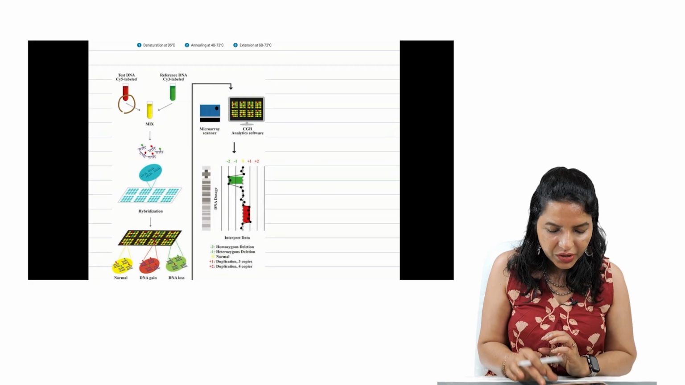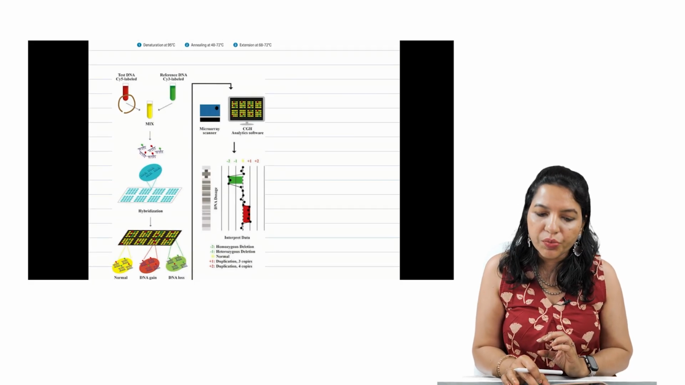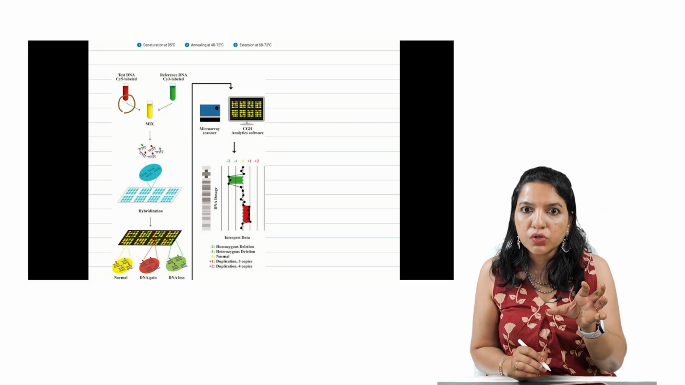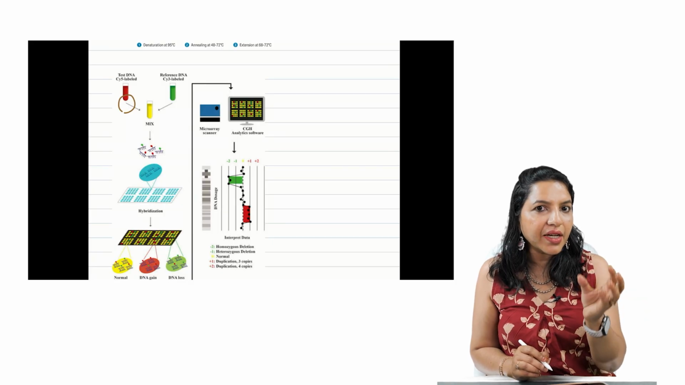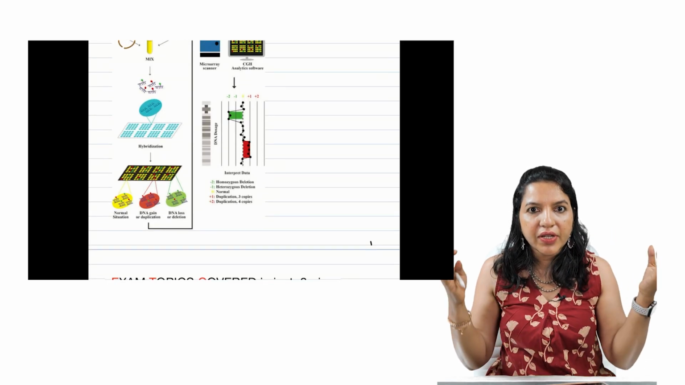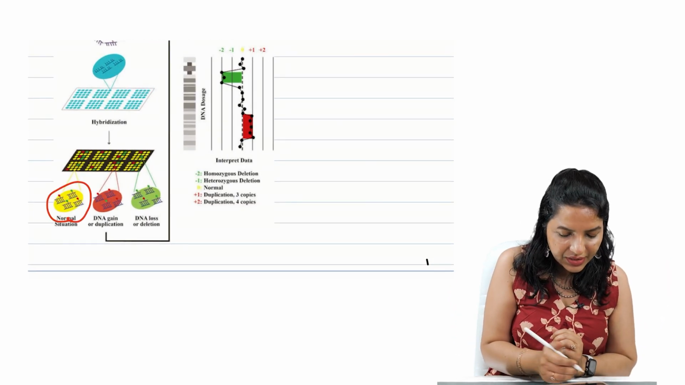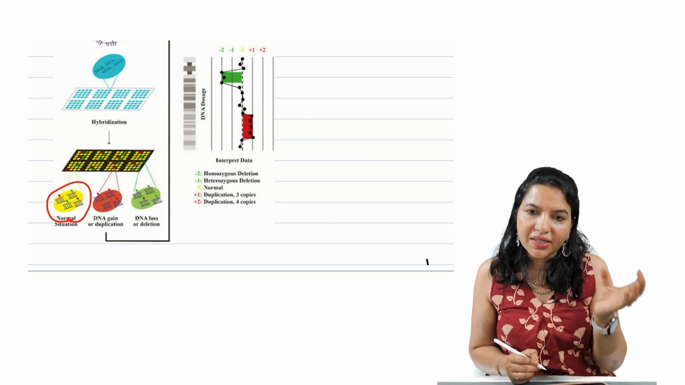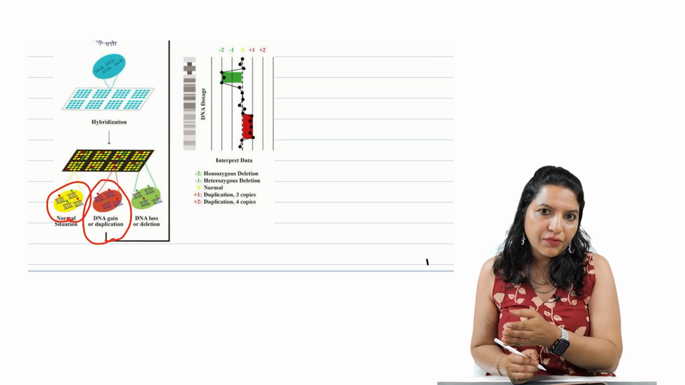If I show you this image, can you tell me what this is? This is array comparative genomic hybridization. Array comparative genomic hybridization means we are using two dyes, one is a red dye and the other is a green dye. Green dye is for normal and red dye is for the abnormal. When we are comparing these two genomes, whichever areas are yellow means that they are equally represented in the test as well as in the reference.